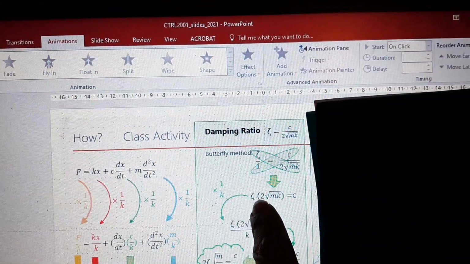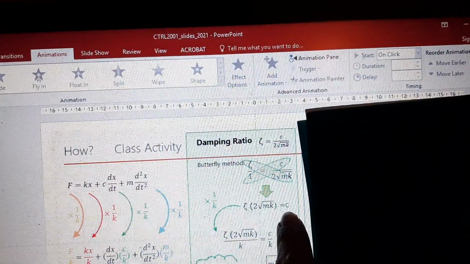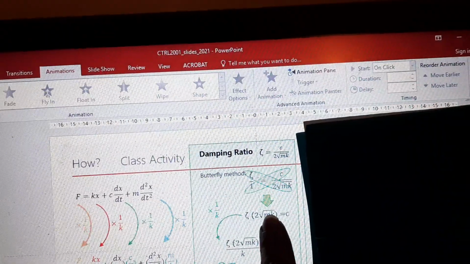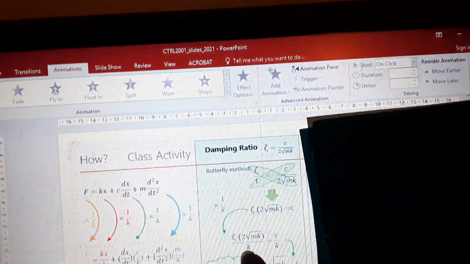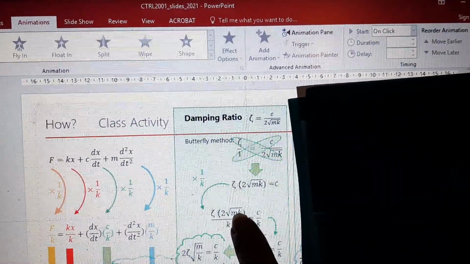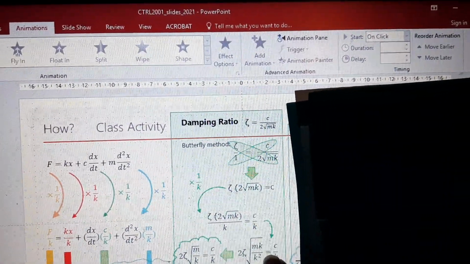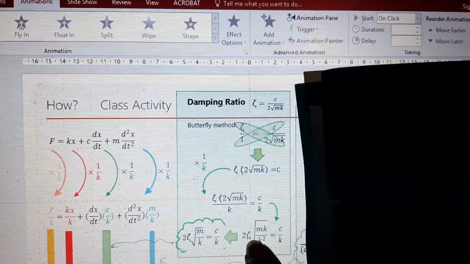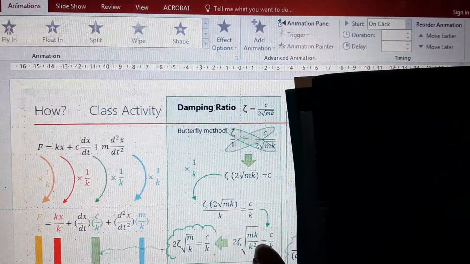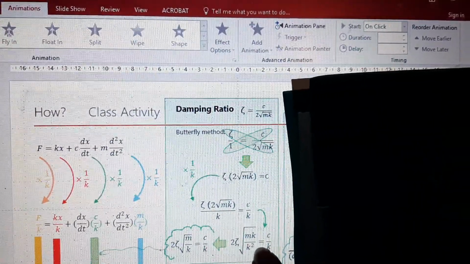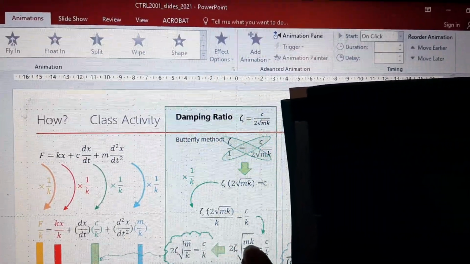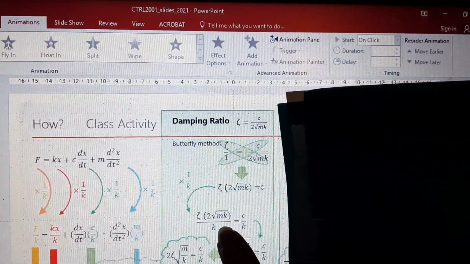So my zeta times the square root of mk is equal to c. And now if I divide both sides of this equation by k, then I will have c over k equal to zeta times the square root of mk over k. And now if I take the 2 zeta out, then I will rewrite that as mk over k square. You know that square and square root will cancel each other, and that will come out as the k.